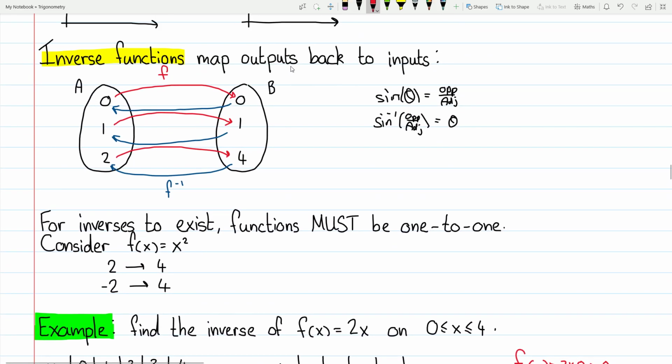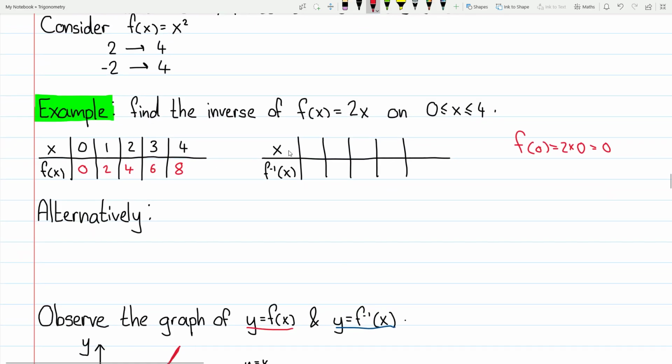Now remember, inverse functions map outputs back to inputs. So here are our outputs, 0, 2, 4, 6, and 8. We're going to map back to the inputs. So 0 is going to map back to 0, 2 is going to map back to 1, 4 is going to map back to 2, 6 to 3, 8 to 4.